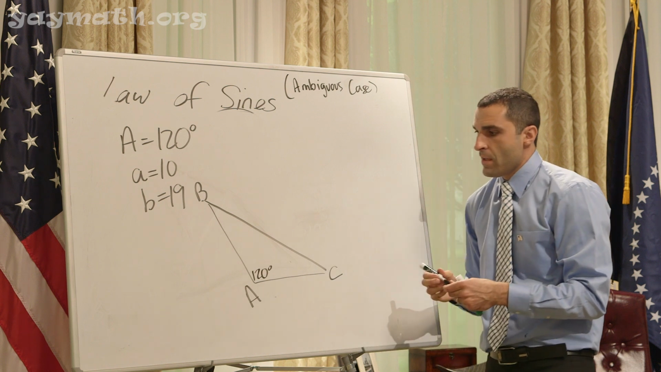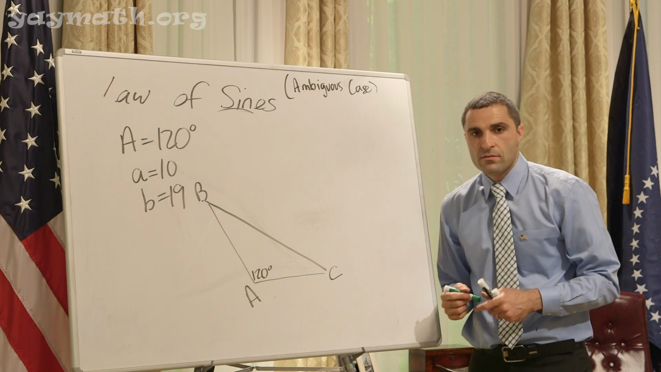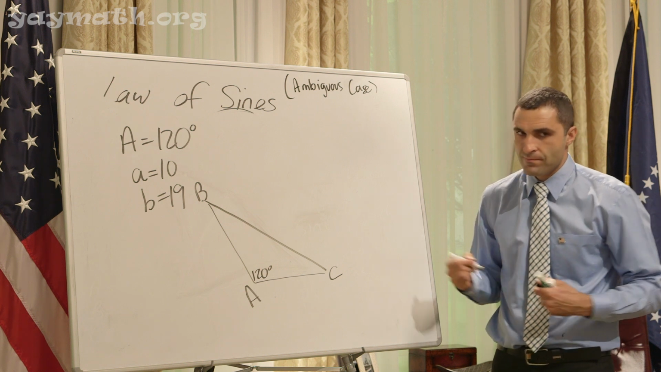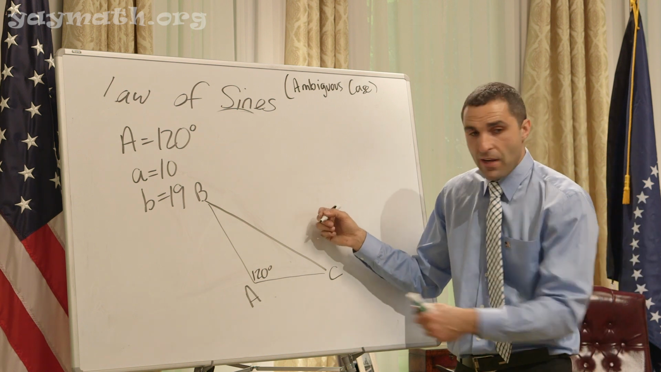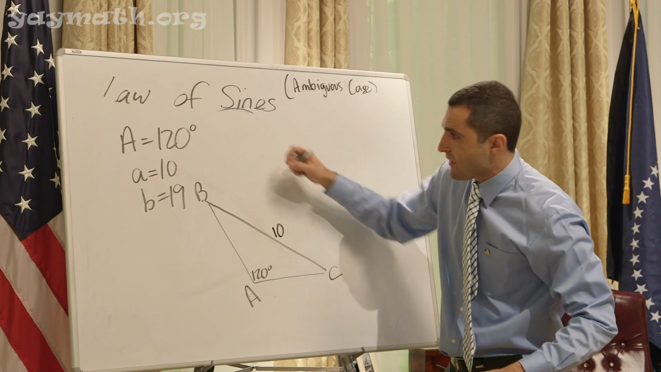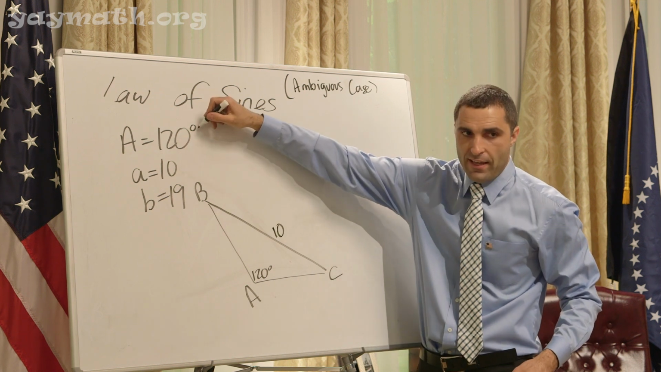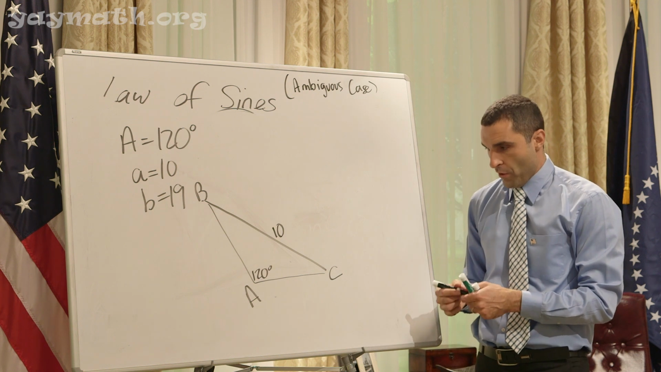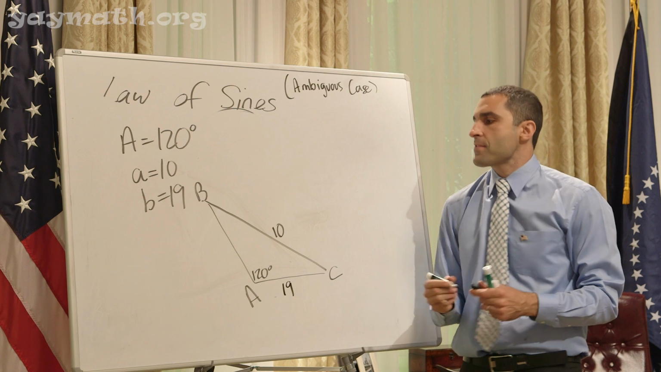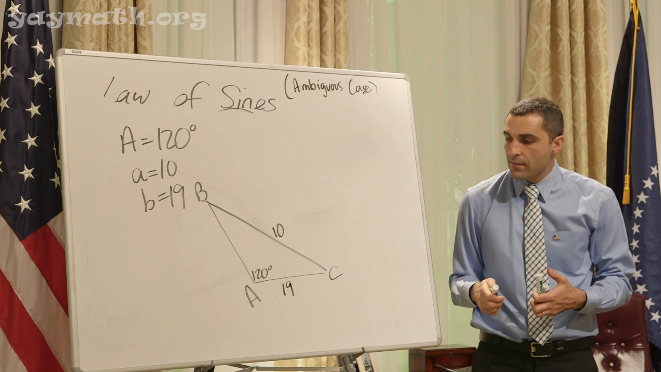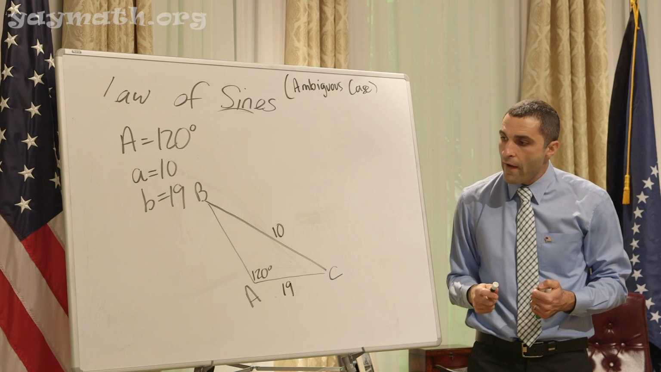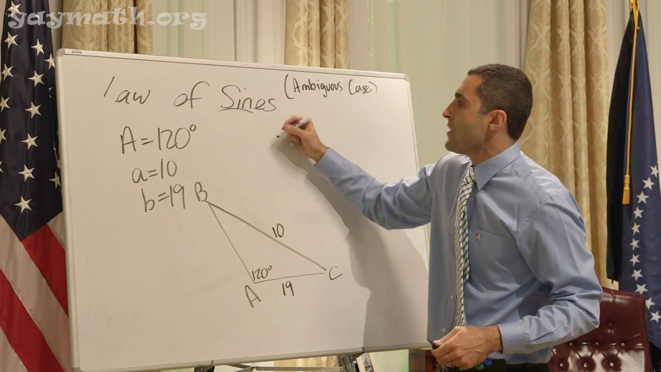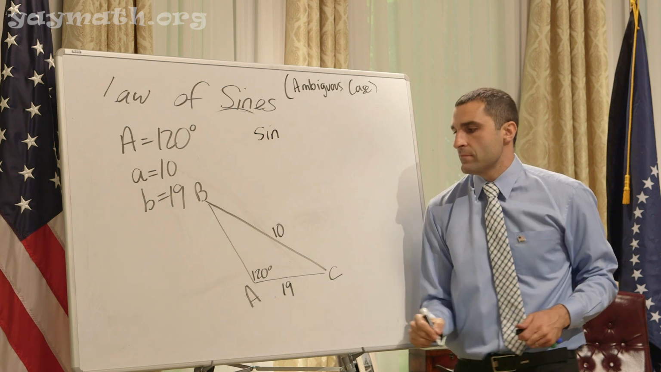And we'll put in our given information: 120. Where would the 10 go? It would go across from the 120. It looks like the hypotenuse, but I would say across from 120, because side a is across from angle A. Makes sense? Where would the 19 go? It would be across from B, at the bottom. Very nice. Let's do law of sines and try to solve this problem. Sine of... give me an angle.